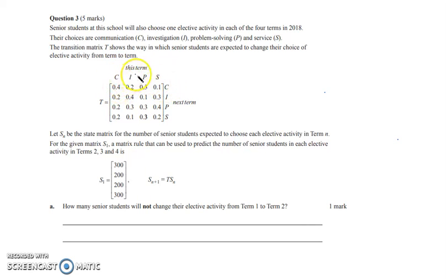So 0.4 for the investigation, we're looking at this value here, 0.4, because they're in I and stay in I. For the problem solving, we're looking at 0.3, and for the service, we're looking at 0.2. So we're looking at an angle across down here. And what we can do is use these values, multiply them by these values to give an answer.